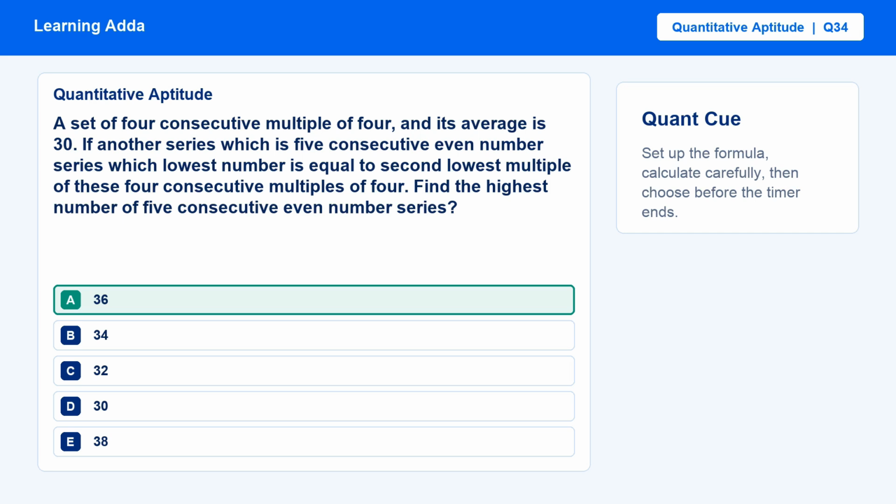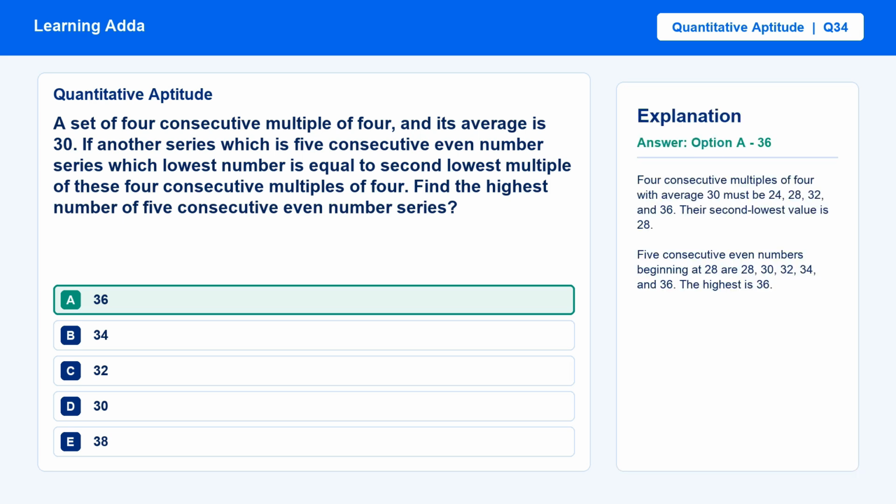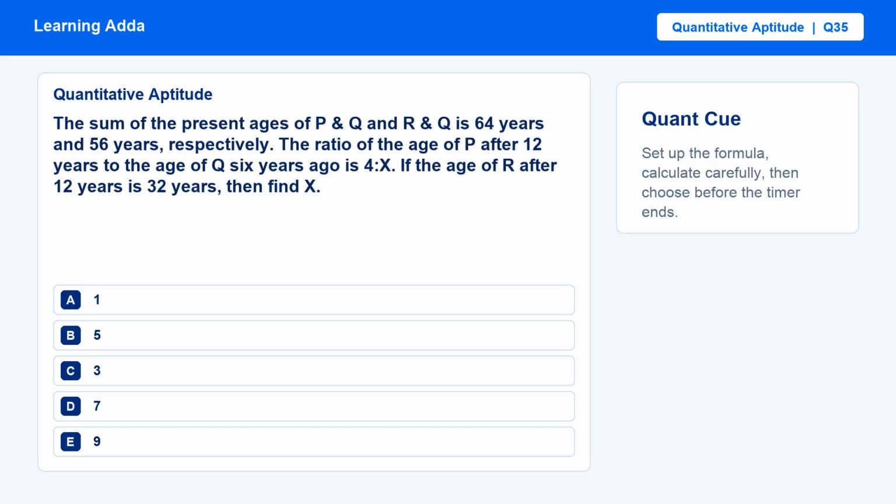The answer is option A, 36. 4 consecutive multiples of 4 with average 30 must be 24, 28, 32, and 36. Their second lowest value is 28. 5 consecutive even numbers beginning at 28 are 28, 30, 32, 34, and 36. The highest is 36.